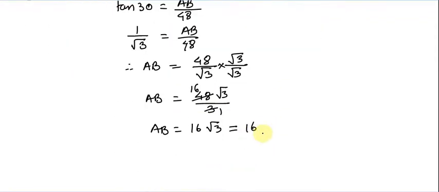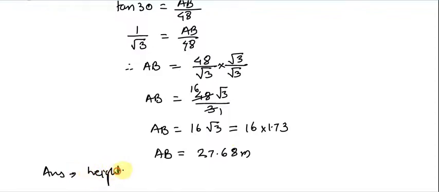16 into root 3 means 1.73, the value is given. Therefore AB is equal to 27.68 meter. Hence we can write the answer: height of building equal to 27.68 meter. So this is our problem number 6.